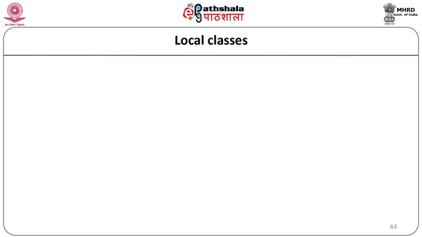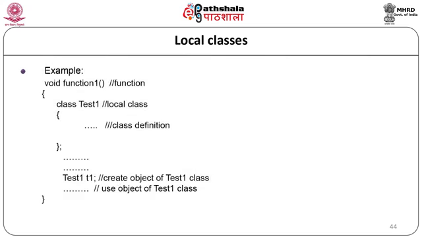Now, let us see the example of a local class. void function1 with an empty argument list, opening braces, class test1, which is a local class, opening and closing braces. Then we are going to have an object of test1 as test1 t1, which will create an object of the test1 class and use this particular object inside the function, and our function will end. As you can see here, this particular class test1 is surrounded by the function void f1.